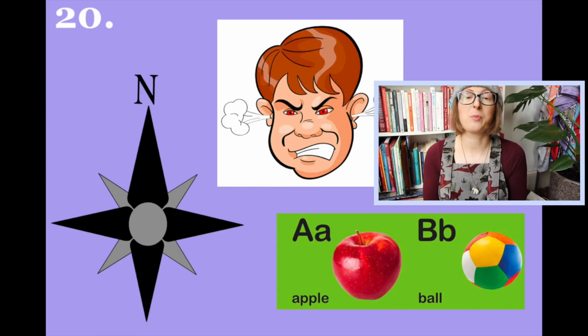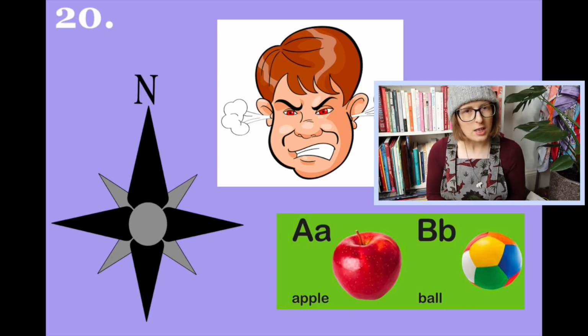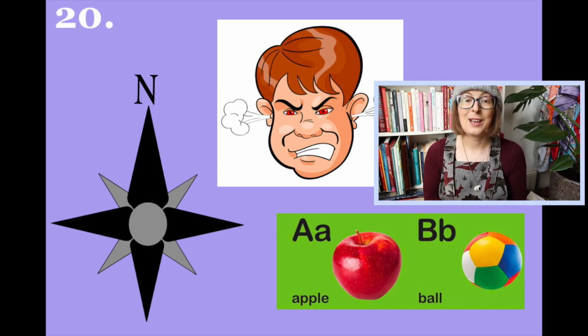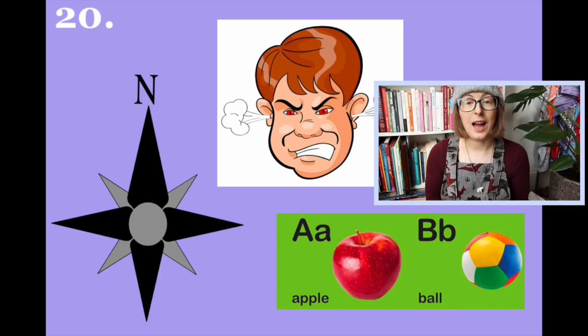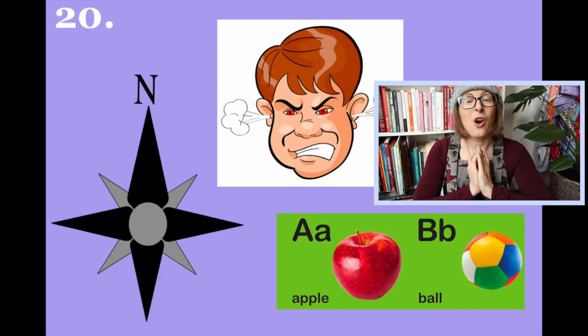And finally, number 20, this is a compass, which is highlighting north, and then we have a man who looks rather cross, and the beginning of the alphabet A and B. So this was North Anger Abbey. North Anger Abbey by Jane Austen.